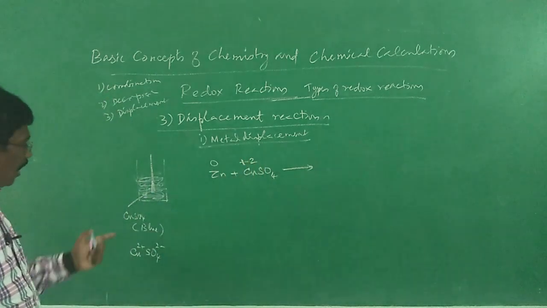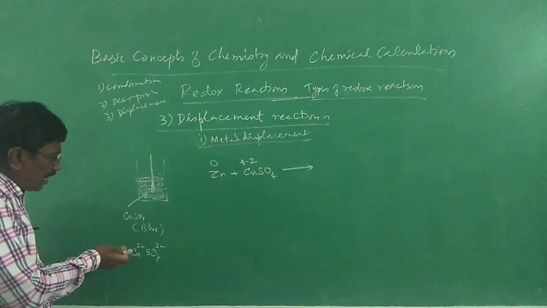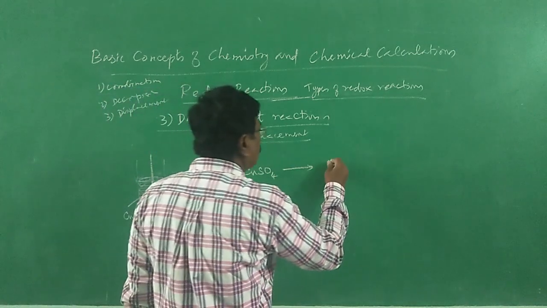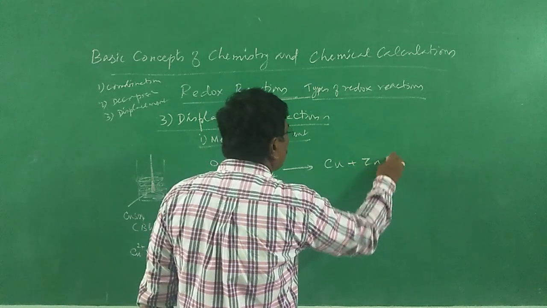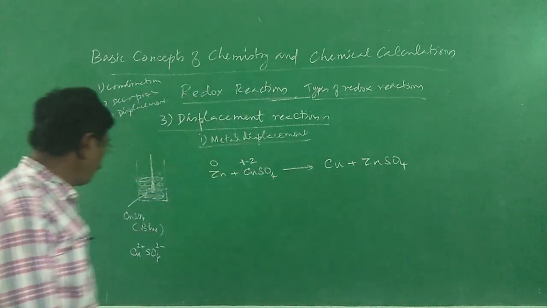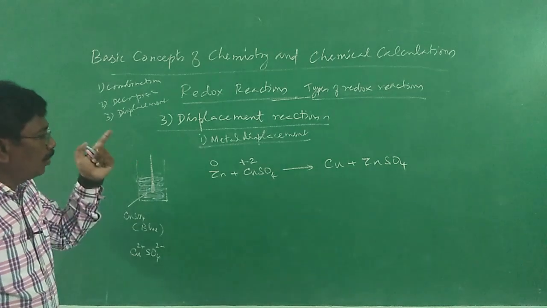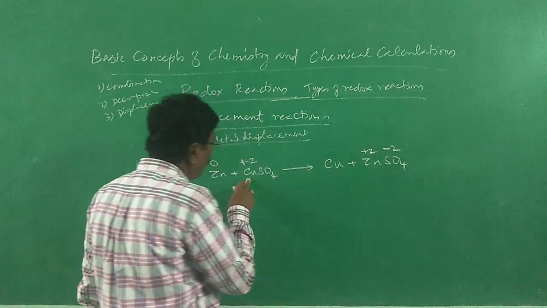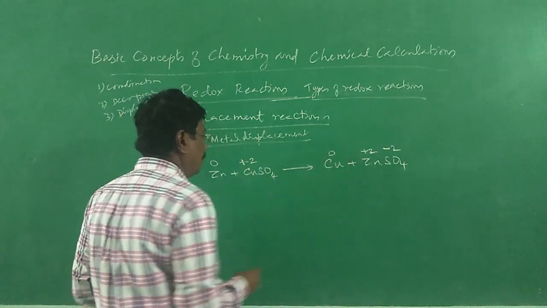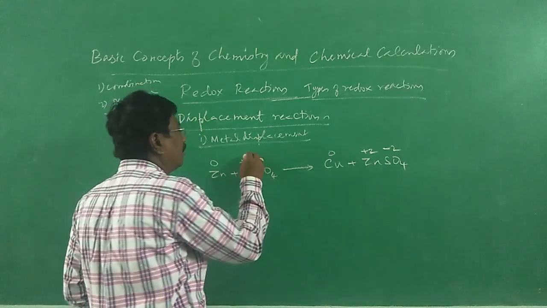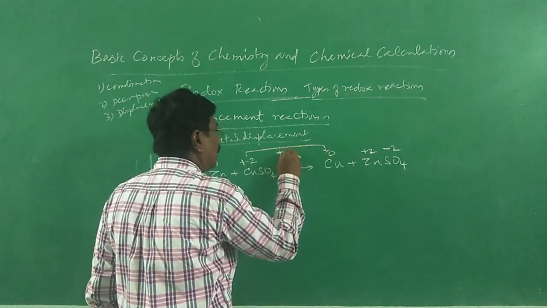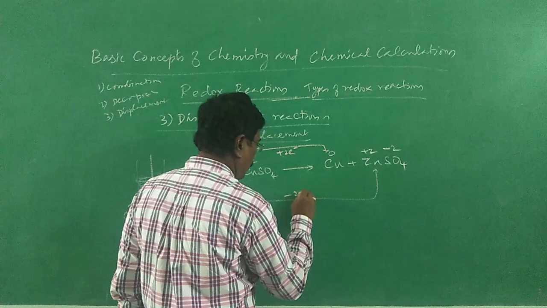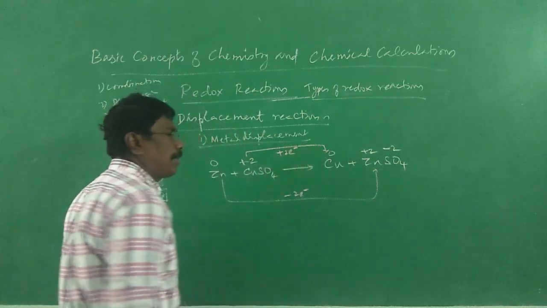When zinc displaces copper from copper sulfate solution, copper starts to gain electrons, and therefore copper is becoming copper metal and zinc is becoming zinc sulfate. Zinc, by losing 2 electrons, becomes Zn2+. Copper, by gaining 2 electrons, becomes copper element. So gain of electron. It gains 2 electrons. It loses 2 electrons. So it is oxidized and it is reduced.